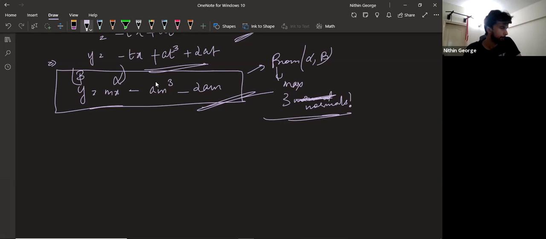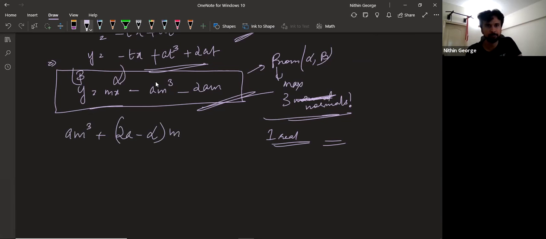Now, 3 normals means there will be at least 1 real root, either 1 real root or 3 real roots. The complex roots will exist in pairs. So there's 1 normal or 3 normals from any point. If the normal goes through the point alpha comma beta, I can write this equation as am cube plus 2a minus alpha into m plus beta equal to 0. So this will have at least 1 real root. Either 3 normals can come out or 1 normal.